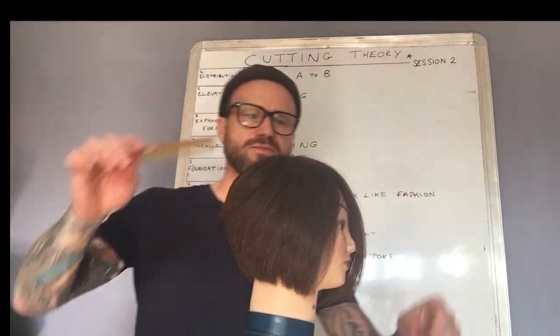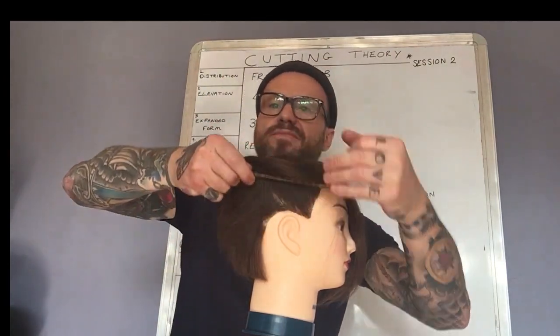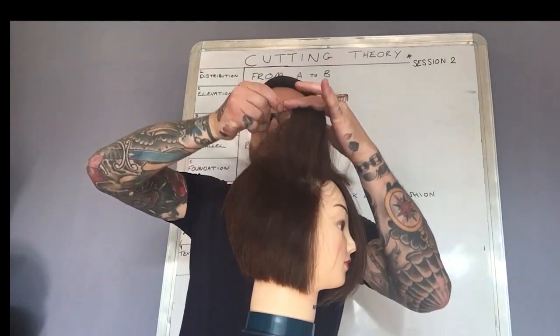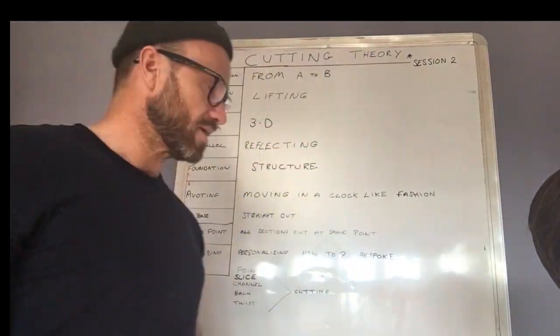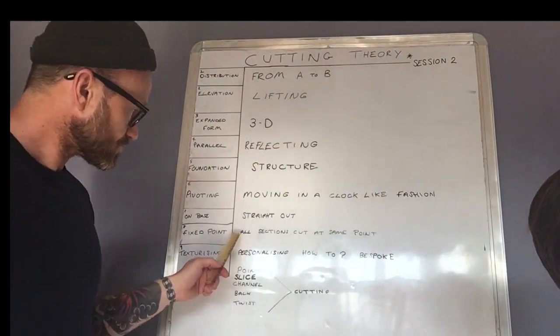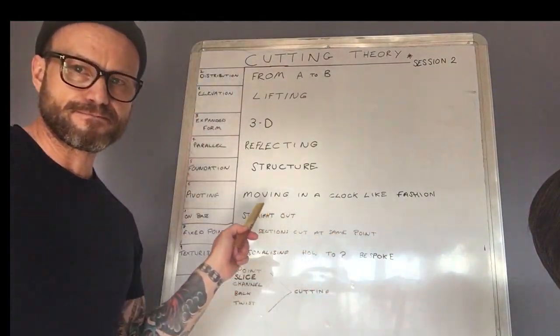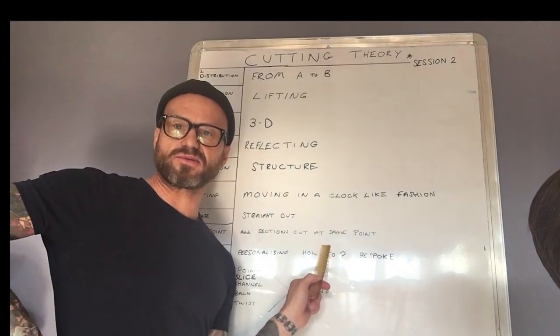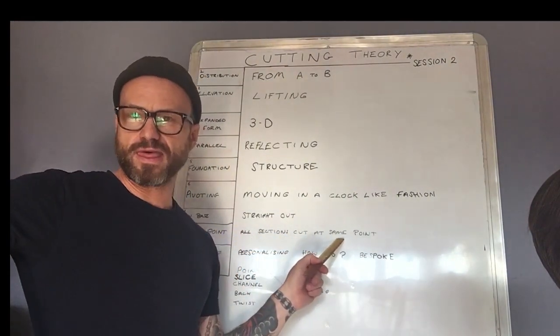We're doing a layer on the top, and we're bringing the hair up, and then I bring all this hair up. It's coming up to a fixed point. So it's a really good term to be familiar with. So fixed point, just to simplify, is all sections cut at the same point. And what you also got to understand with that, guys, is what's going to happen to the hair if it's all cut at a fixed point?